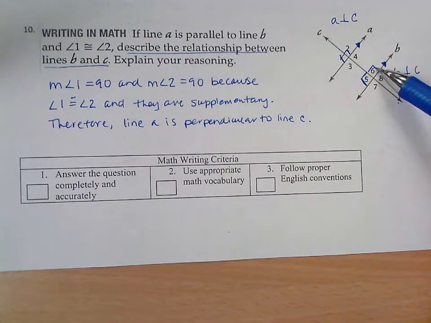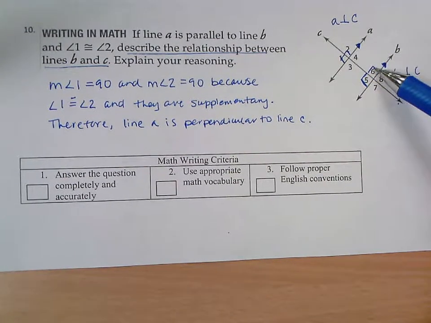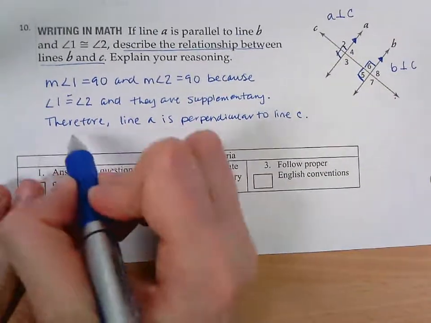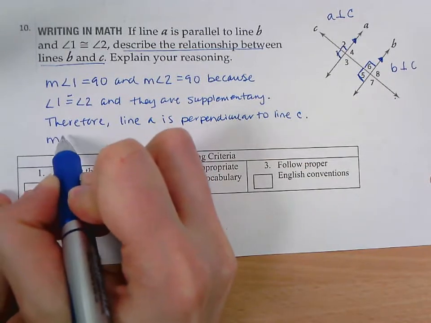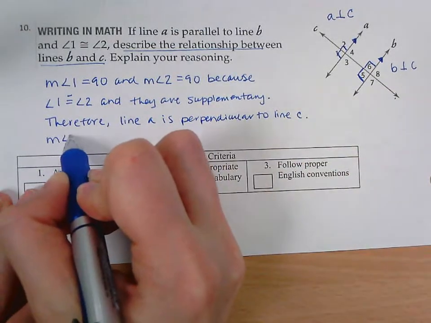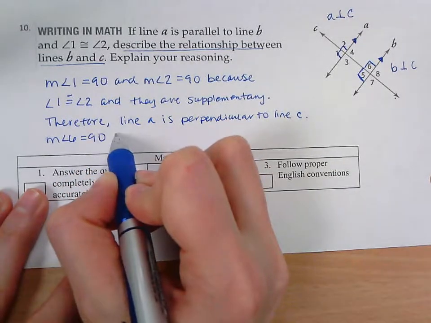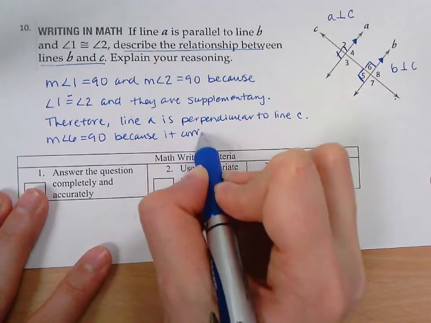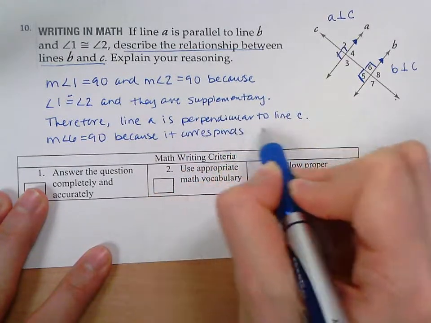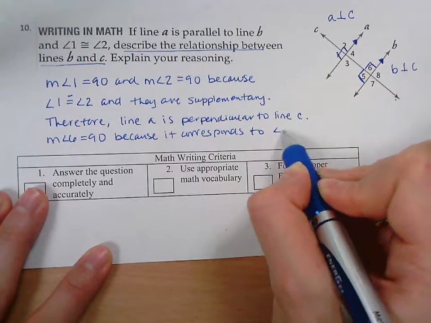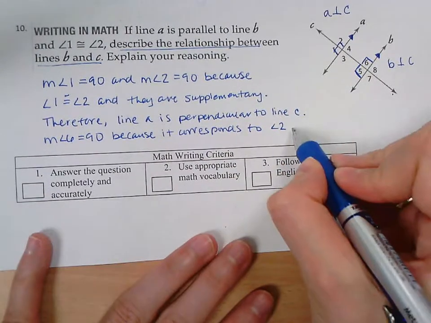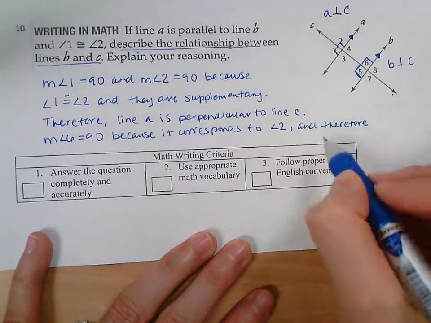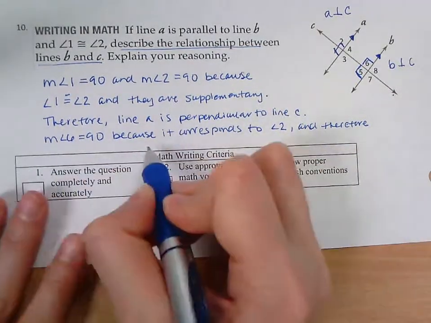Then we went down to say angle 6 corresponded to 2, 5 corresponded to 1. So I can say the measure, I'll just say angle 6. The measure of angle 6 is 90 because it corresponds to angle 2, and therefore line B is perpendicular to line C.